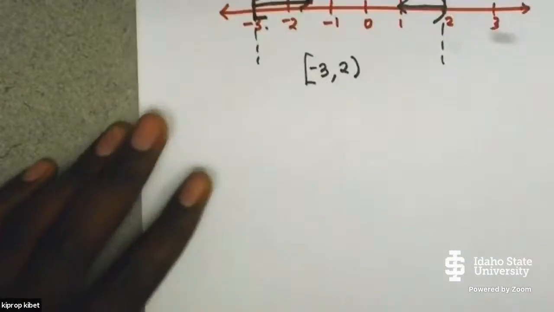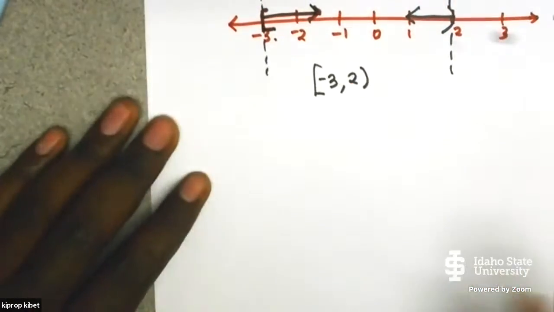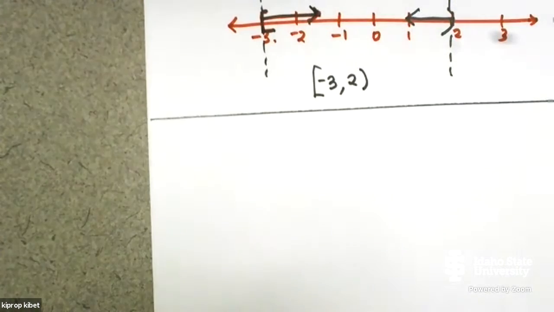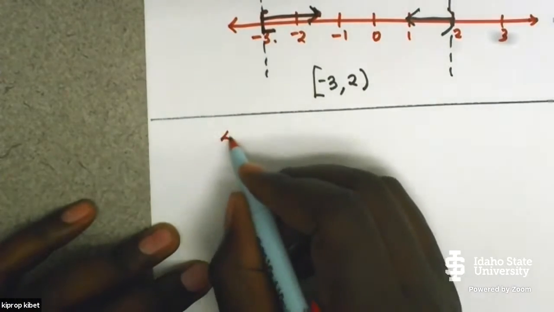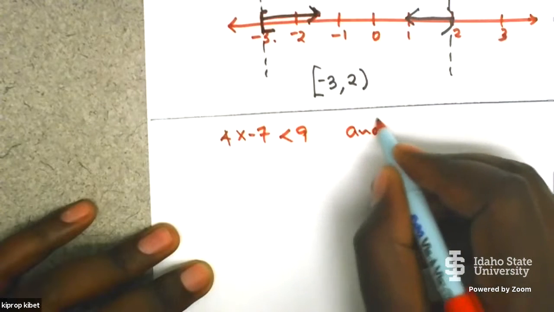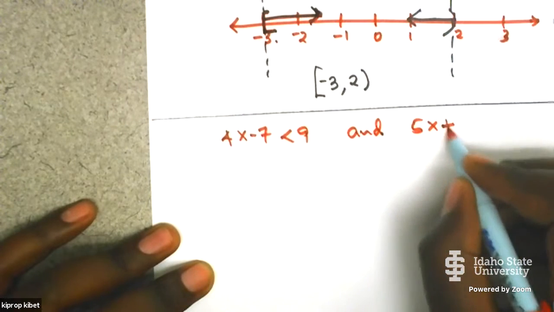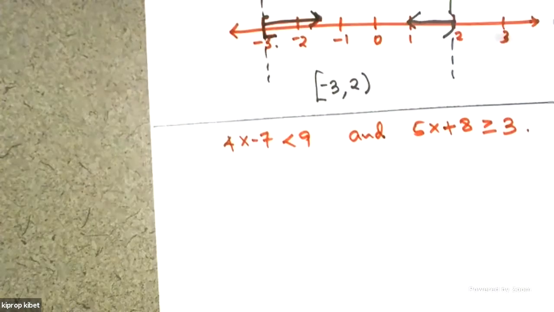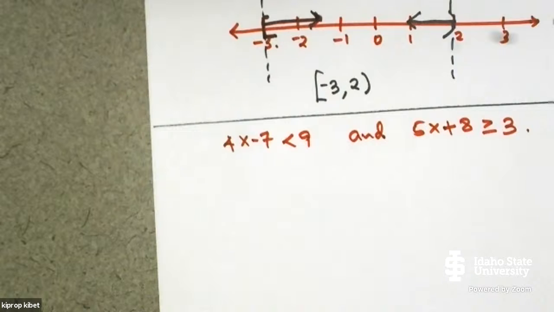Another example. 4x minus 7 less than 9, and 5x plus 8 greater or equals to 3. So what is our first step? We need to solve the values of x. Get the values of x.